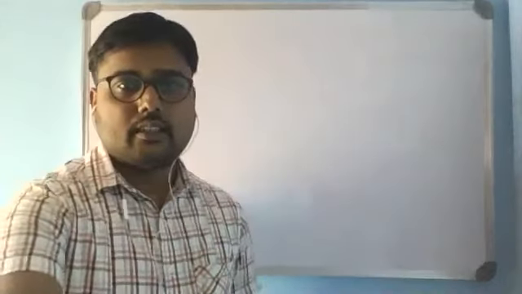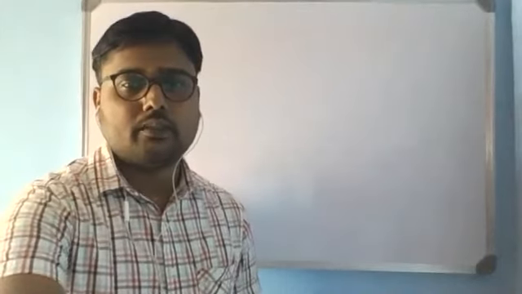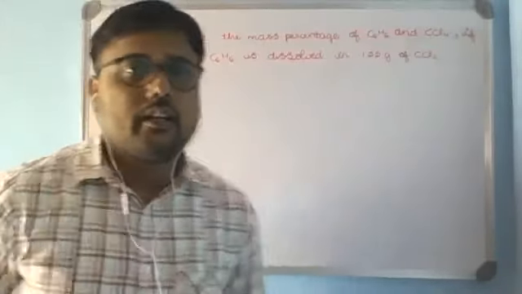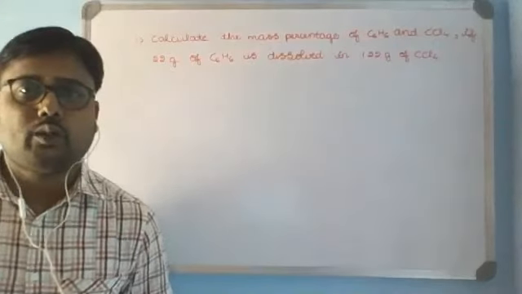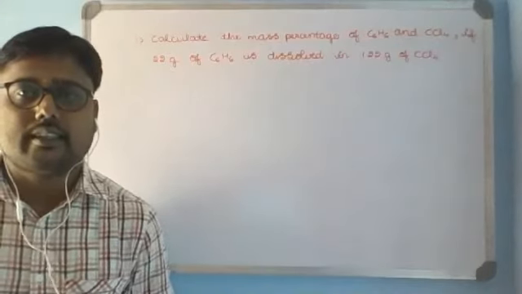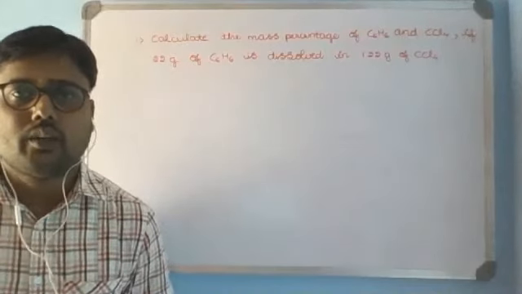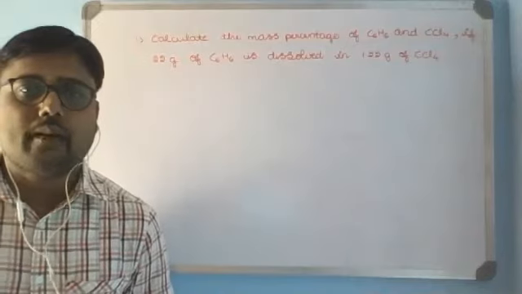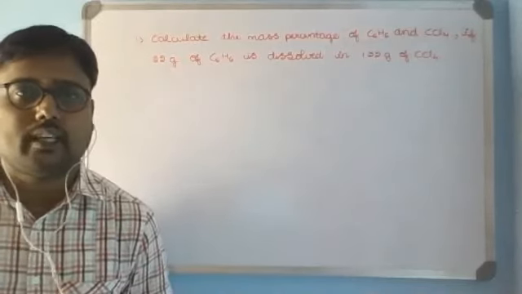Okay, with this basic information, we'll start with the class now. So we'll go with the first numerical. You can observe the first question. Calculate the mass percentage of benzene, that is C6H6, and carbon tetrachloride, that is CCl4, if 22 grams of benzene is dissolved in 122 grams of CCl4.